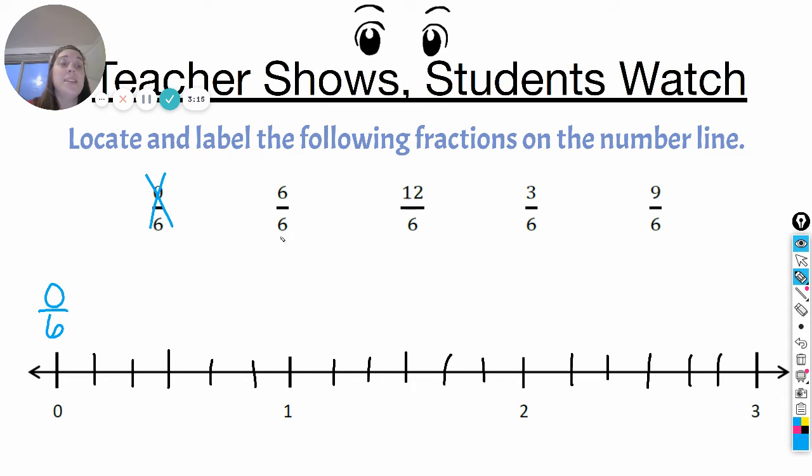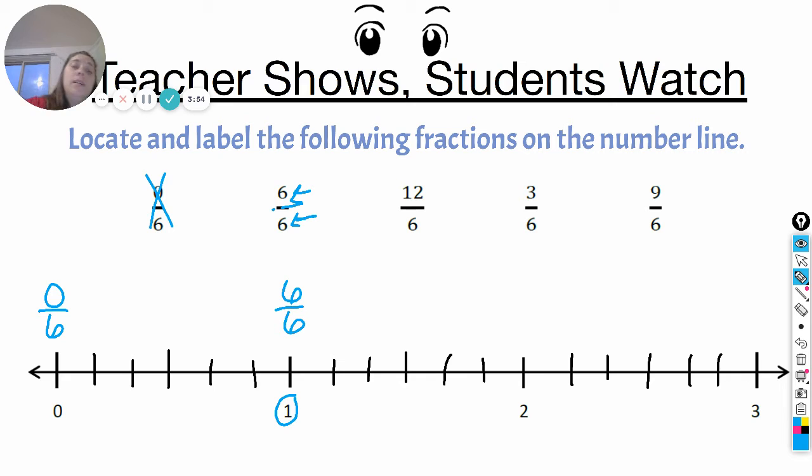Well, that would be the 6th jump. So 1, 2, 3, 4, 5, 6. That's right on the 1, because I have all 6 pieces out of 6 pieces, which is one whole. Another way you could think about this is 6 divided by 6. If we count by 6s until we get to 6, it just takes us one time, so that's one whole.